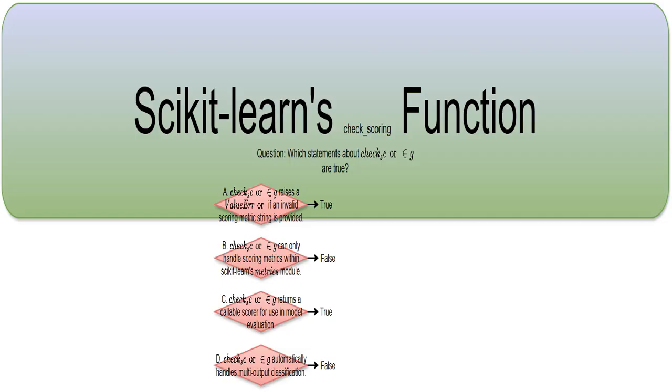I'm explaining the check_scoring function in scikit-learn, a popular Python library for machine learning. This function is super useful because it helps you verify that the scoring metric you're using is valid and correctly formatted for other scikit-learn functions. Think of it as a quality control check for your scoring method.